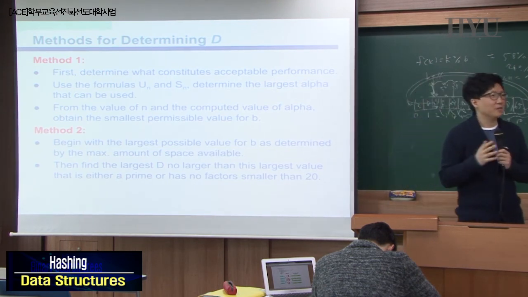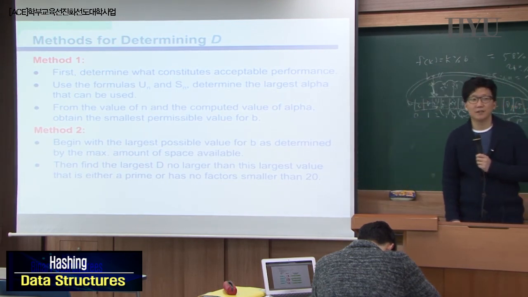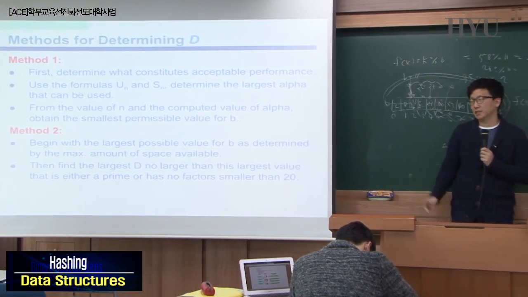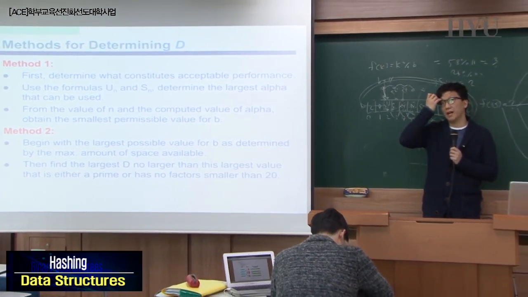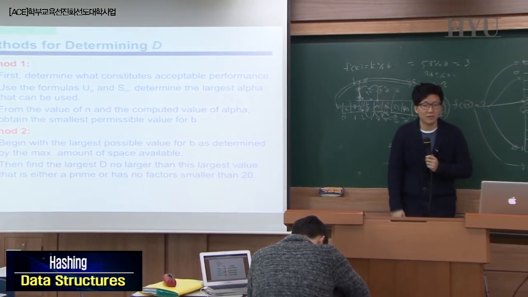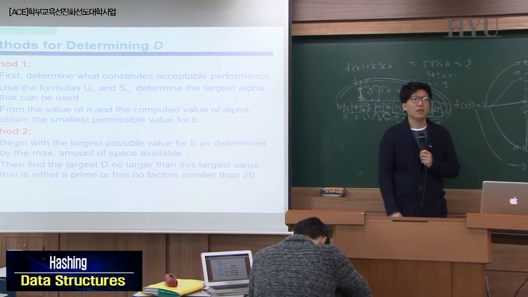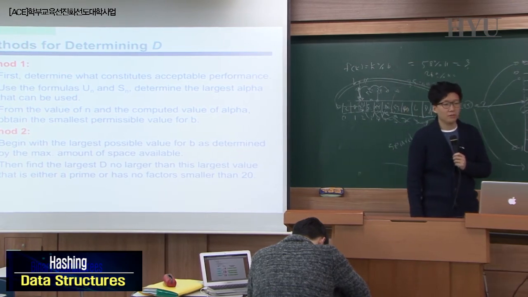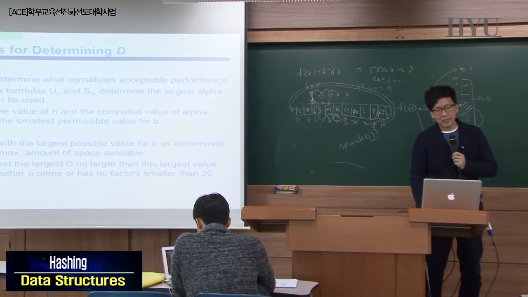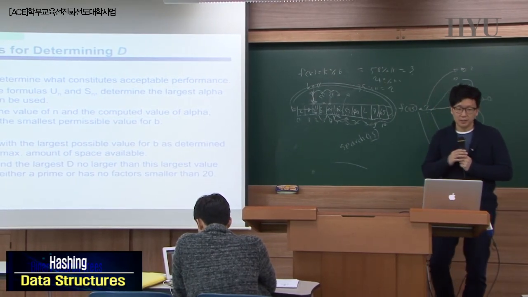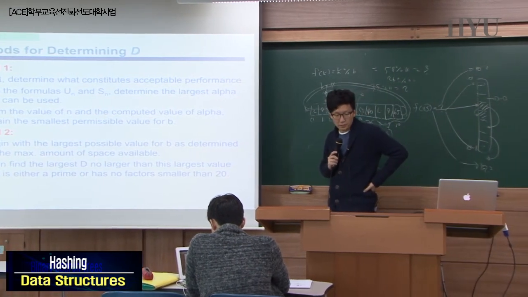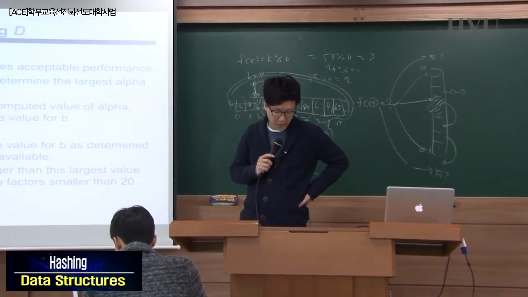It's not clear. I mean, it's up to you, I guess. If you're okay with 80%, like those values, average 5 movements for searching, then you can certainly choose 75% and whatever you choose to do. So that's a bit of flexibility they try to give. From the value of n, the computed value of alpha, obtain the smallest permissible value of b.